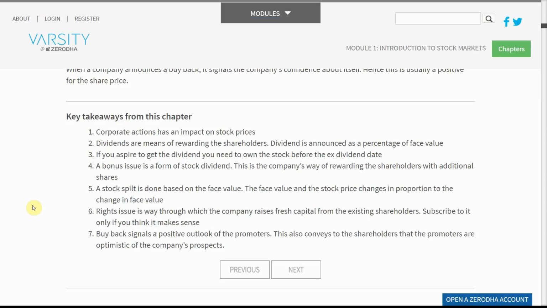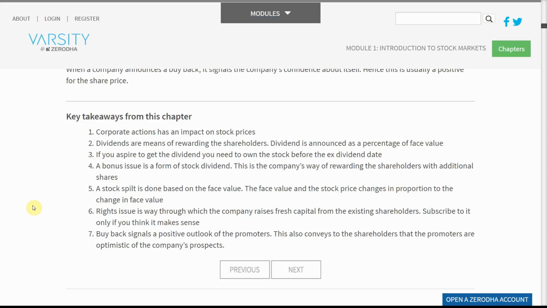A bonus issue is a form of stock dividend. This is the company's way of rewarding the shareholders with additional shares. A stock split is done based on the face value. The face value and the stock price change in proportion to the change in face value.